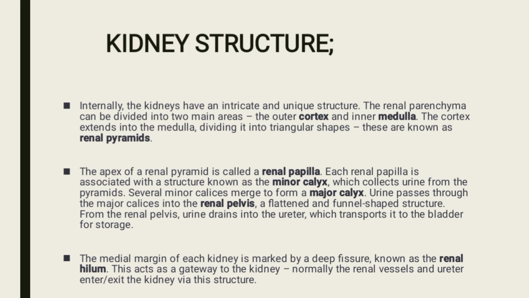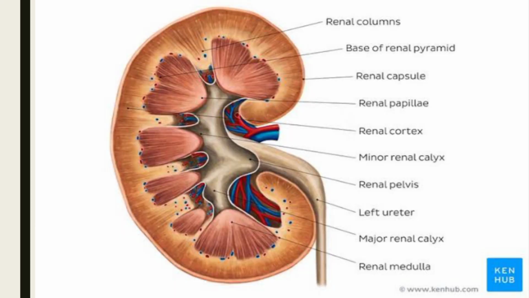And the medial margin of each kidney is marked by a deep fissure, which is known as the renal hilum. It acts as a gateway to the kidneys, from which the renal vessels and ureter enter or exit the kidney via this structure.